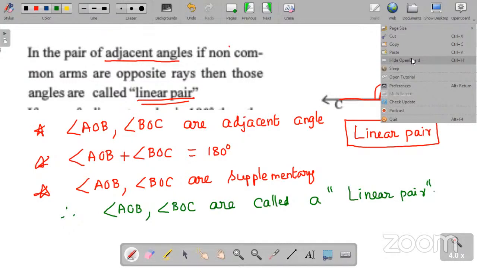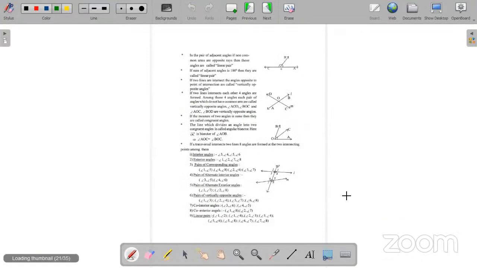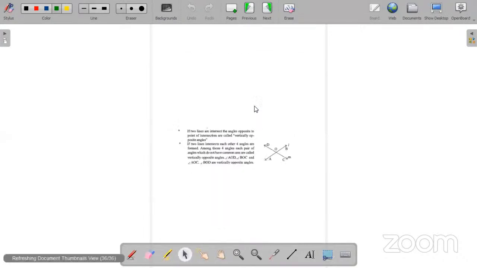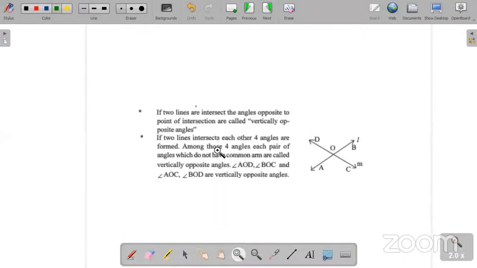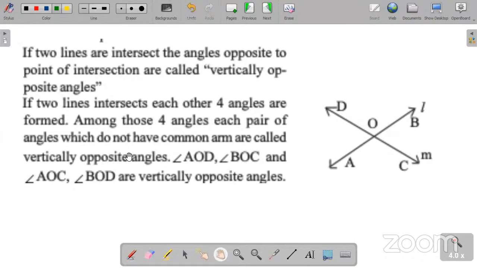Okay. Now this concept might have been understood. This is called linear pair. Next point, we are going to discuss the next important point. Now we are going to discuss one more very important point. The next important point is vertically opposite angles.